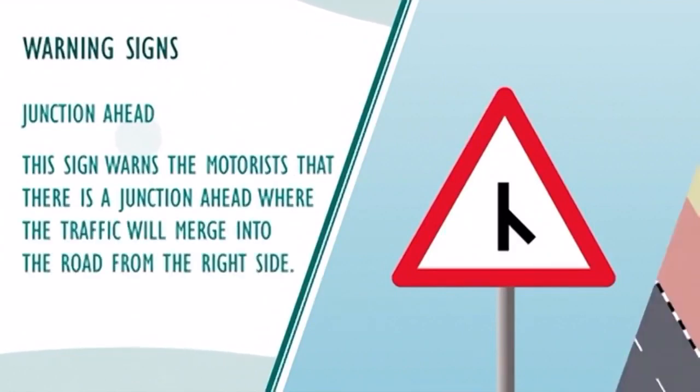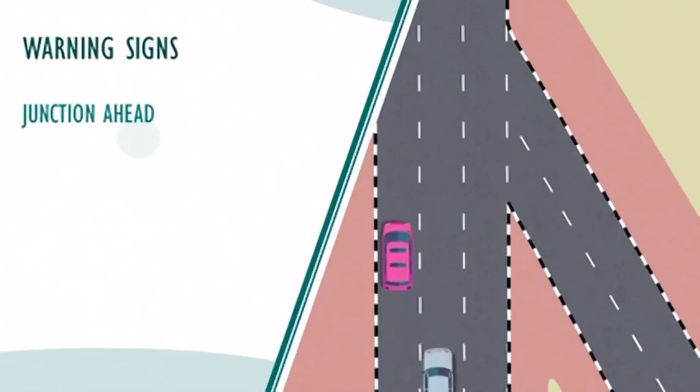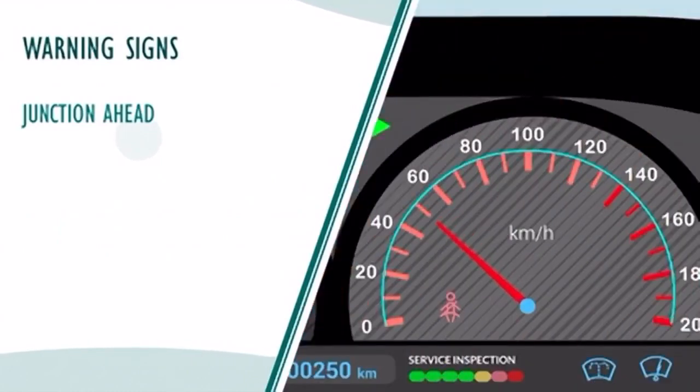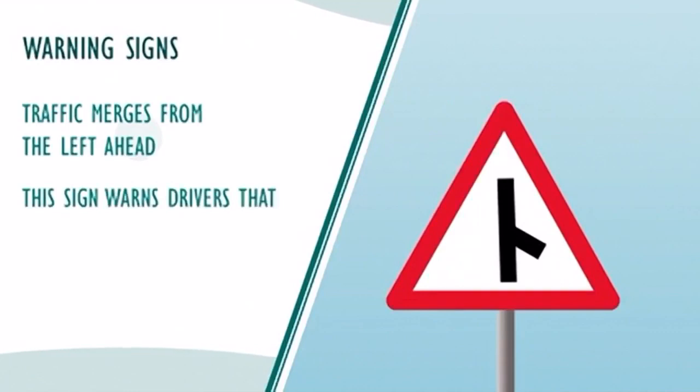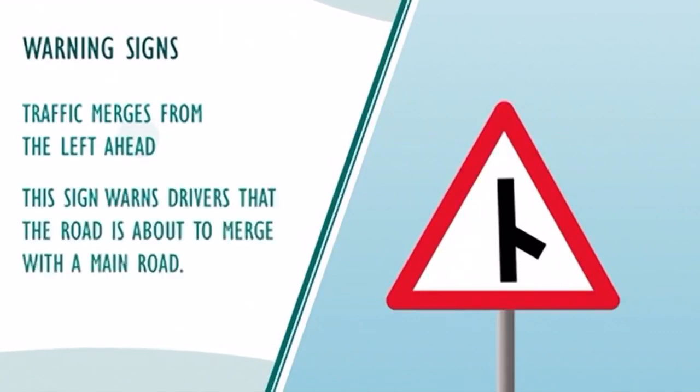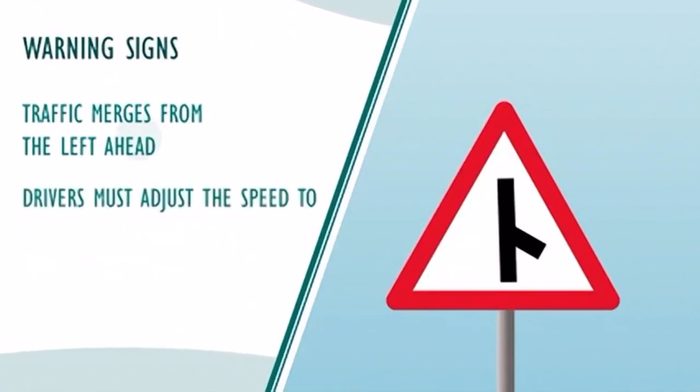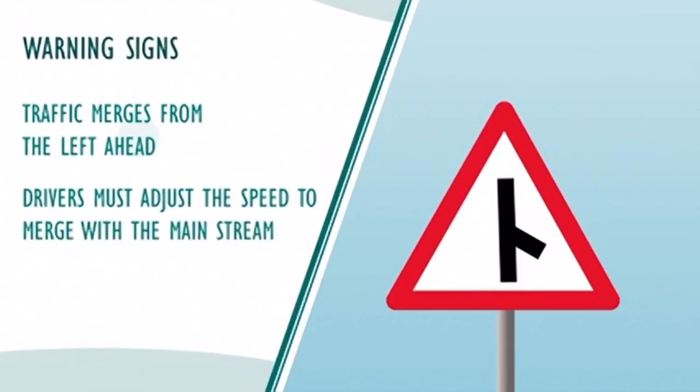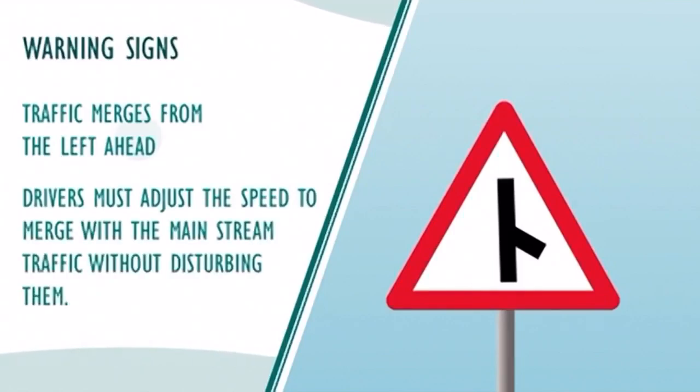This sign warns the motorists that there is a junction ahead, where the traffic will merge into the road from the right side. Usually it is found on main roads where the traffic approaches from a side road. In this situation, motorists must slow down and be alert for the traffic. This sign warns drivers that the road is about to merge with the main road. Drivers must adjust the speed to merge with the mainstream traffic without disturbing them.